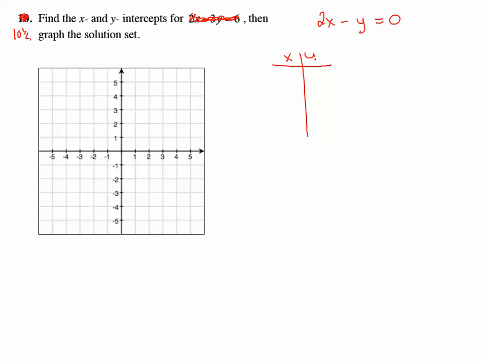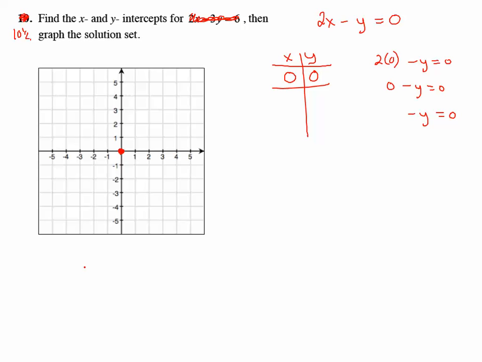Because when I make up the little table, I plug in a 0 for the x, right here. 0 times 2 minus y. That disappears. And what's the y value going to be? Okay, 0. So that means if I plug in a 0 for the y, guess what I'm going to have for the x? 0. So instead of having two different points to draw my line, I have just one individual point right here. And that's my problem.